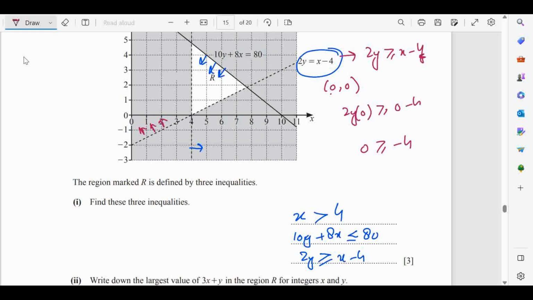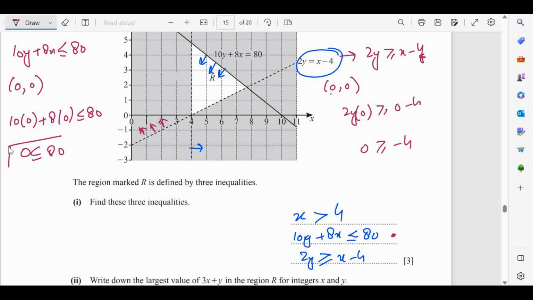Let's perform the zero test for this inequality. That was 10y plus 8x is less than or equal to 80. So if we perform the zero test, this will be 10 into 0 plus 8 into 0 less than 80. So 0 is less than or equal to 80. So the statement is true. It means that the required region will be towards the origin.